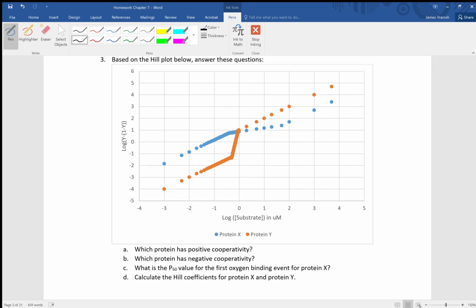Right, question number 3 asks you to answer the following questions based on this Hill plot. So, how do we know it's a Hill plot? Well, we should look at what's plotted on the axes here.